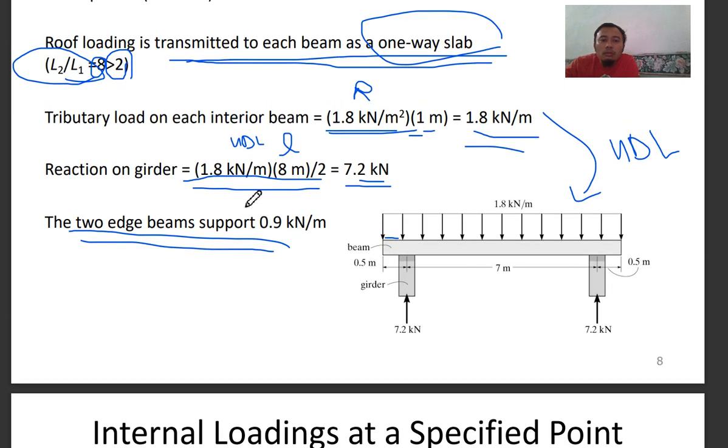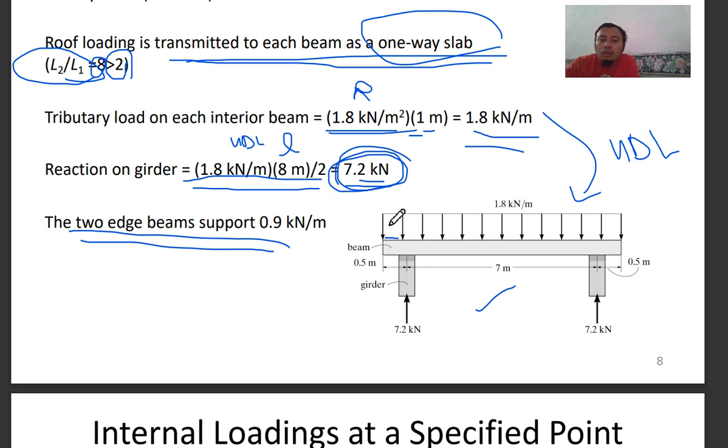So that's why you times that UDL, 1.8 kilonewton per meter from the roof, times with the length of the long simply supported beam, 8 meter. Then you divide it by 2 because it is supported on both ends. So you get your point load on the beam, like this one, as shown here.